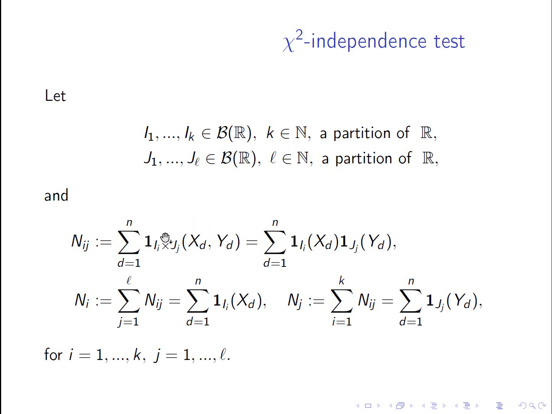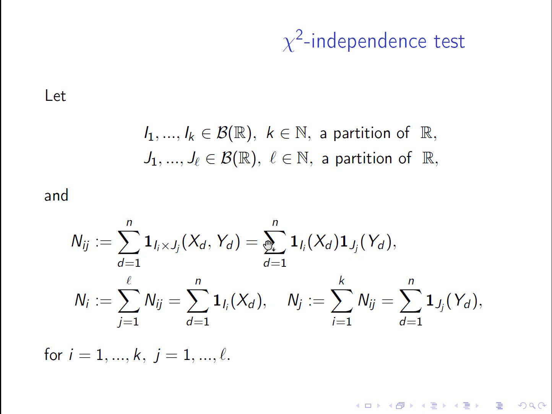If not, we are getting a 0. So we are counting whether we fall into this interval here. N_i and N_j are only for x and y only. So here we are counting, looking only at the x's, whether they lie in I_i or not. And for N_j, we are only looking at the y's, whether they fall into J_j or not. So here we have the joint frequencies, and here we have some marginal frequencies. Okay, so that's the setup.